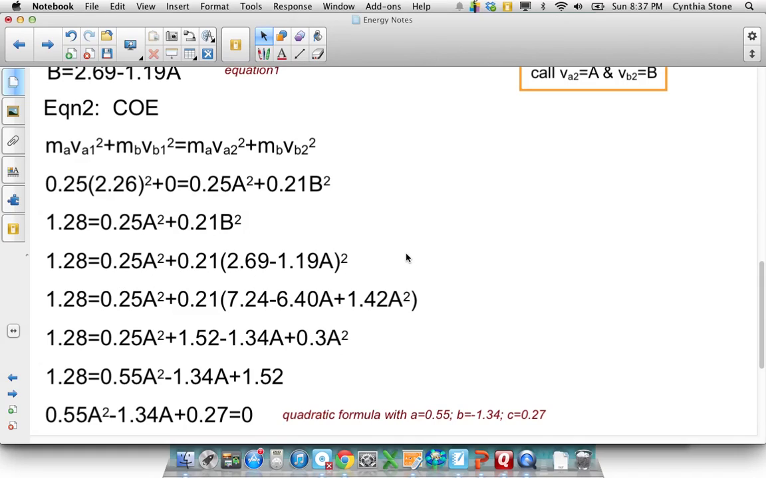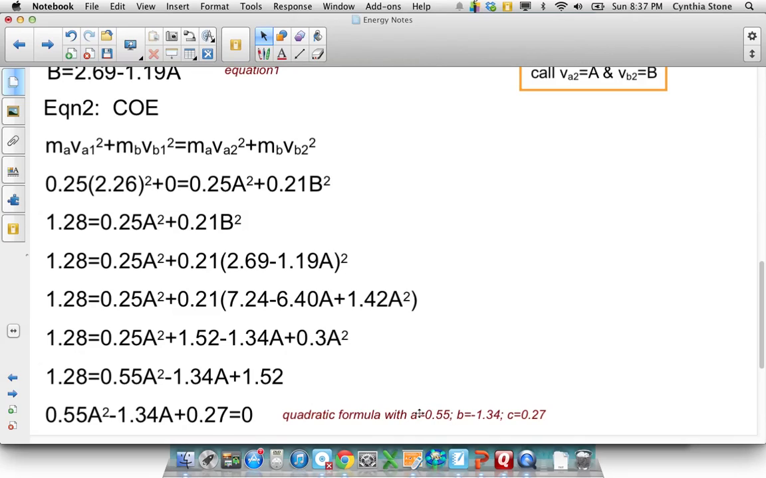I'm not going to explain every step. I think you could probably follow on your own what I'm doing. Hopefully you can, right? This is the squaring bit. This is distributing 0.21 through the whole thing and rearranging, ending up with 0 on one side and finding A, B, and C for the quadratic formula.